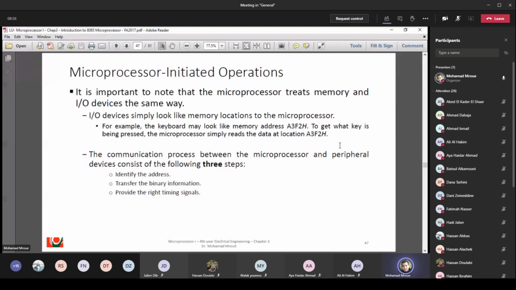Now, the communication process between the microprocessor and peripheral devices consists of the following three steps.